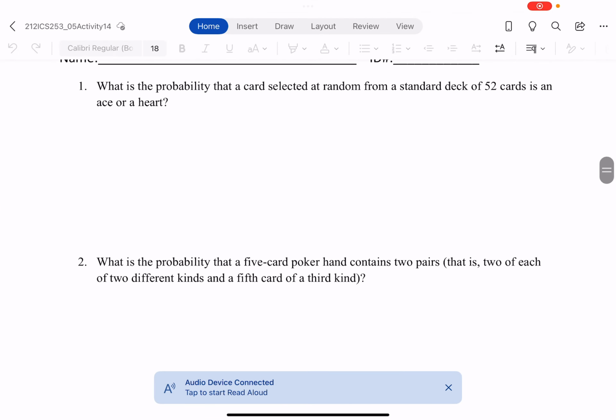Yalla, the first question. What's the probability that a card selected at random from a standard deck of 52 cards is an ace or a heart? Who's going to solve this for us?